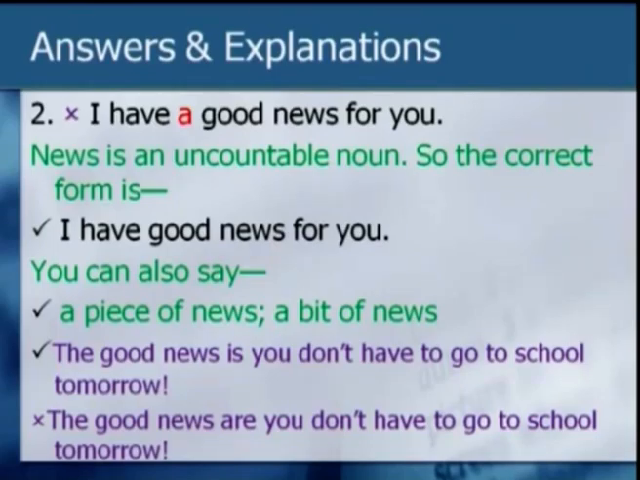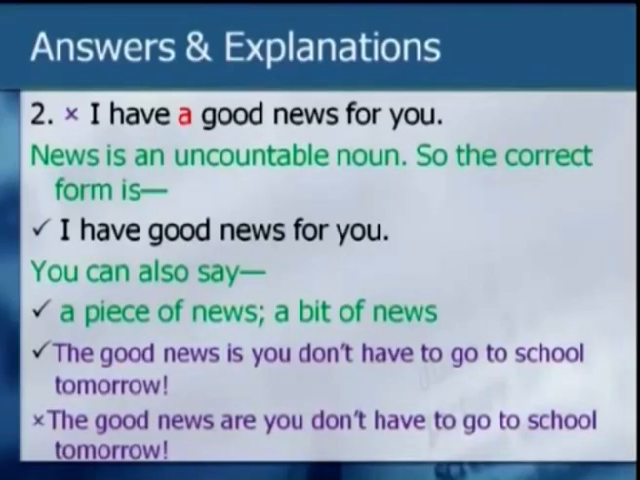This means you cannot use a to indicate the sense of counting it. When you say a, it also is synonymous with the word one. So I am having one good news for you. That is what you want to say, but which is wrong. News is an uncountable noun. So the correct form is: I have good news for you. There is no article at all.